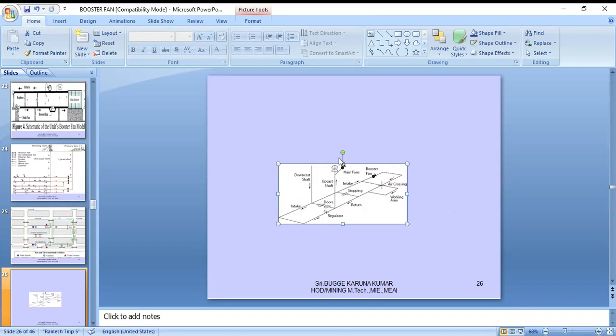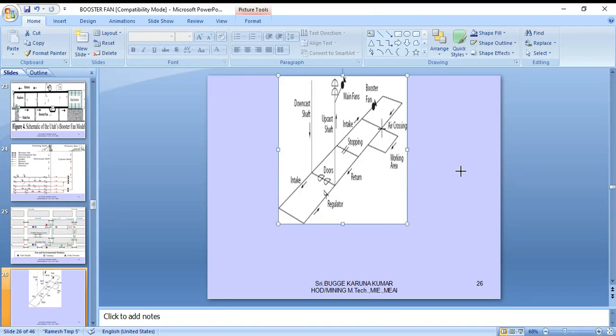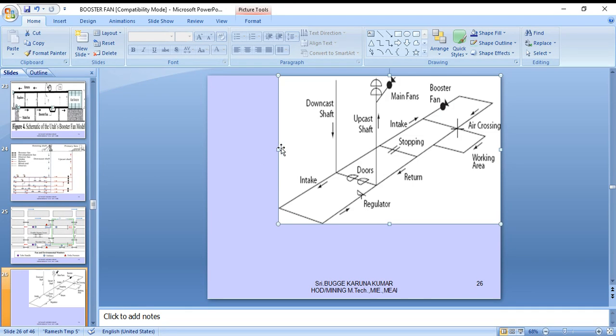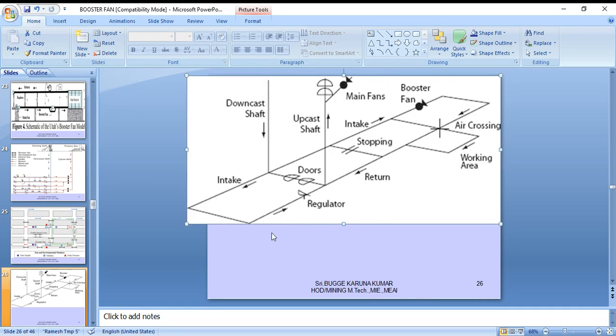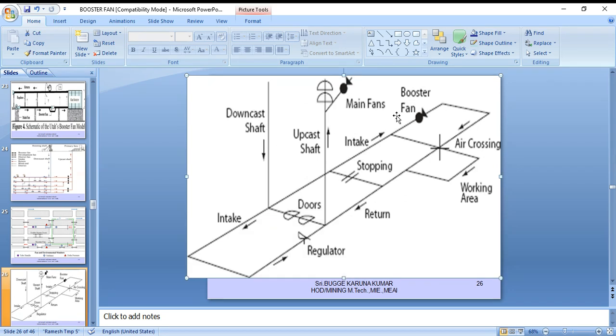And then this is also a generalized networking system as far as the booster fan is concerned. Here the booster fan location is there. This is the air crossing the working area. Return. This is the regulator. This is intake in the doors, the upcast and the downcast.